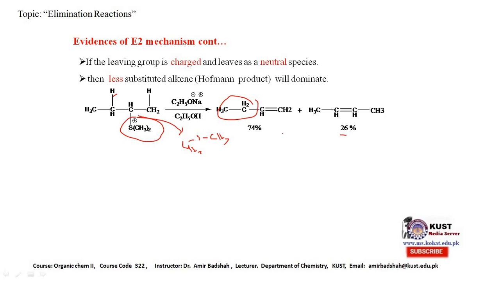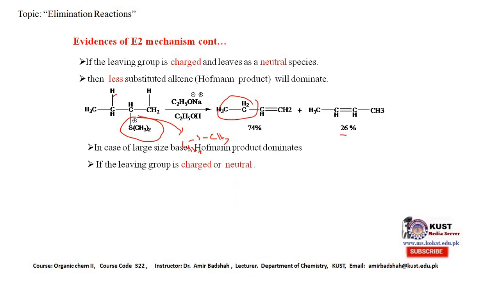So wholly and solely, the shifting of the double bond in the eliminated product depends upon the nature of the leaving group. If it is neutral and leaves as a negative charge, then the Saytzeff product will dominate. If it is charged and leaves as a neutral species, then the Hofmann product, it means the less substituted alkene, will be dominant.